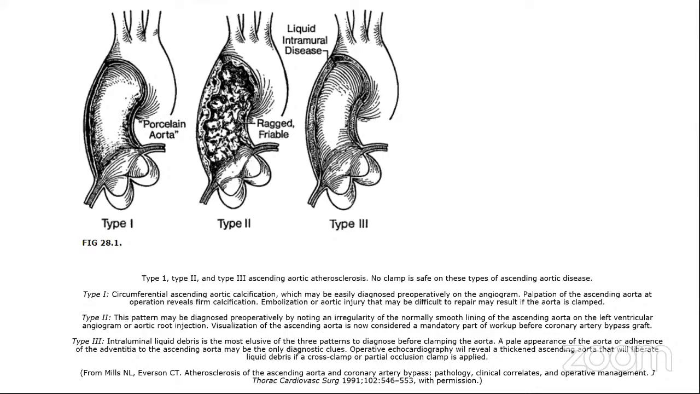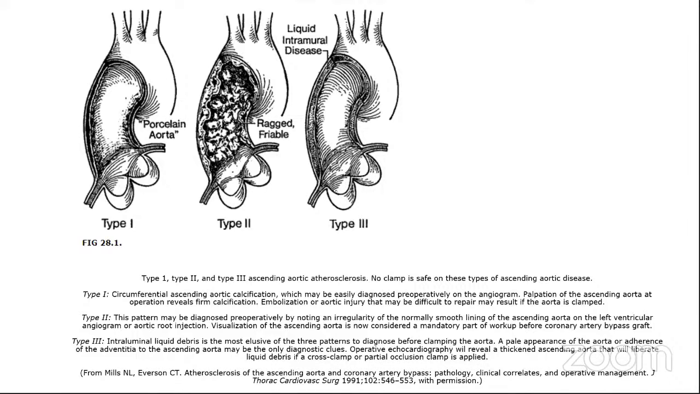These are the three types of ascending aorta atherosclerosis where no clamp is to be applied. The first type is circumferential ascending aorta calcification. You can see it and observe it even on an X-ray, and it may be easy to diagnose. And once you palpate the aorta during operation, it will be felt.